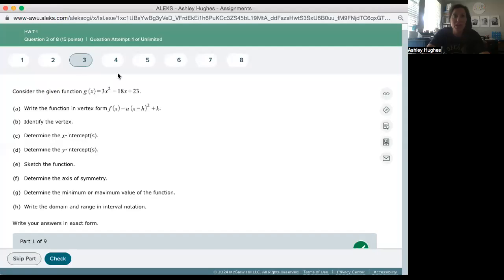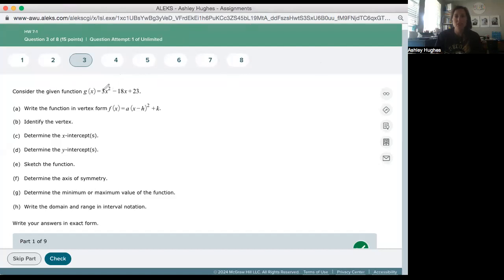Hey guys, I am going to share my screen and work out a problem from a homework question shared with me. It's homework 7-1, and it's on graphing parabolas or quadratic functions. And so that's when you have x squared. And so let's talk about one way of thinking about doing this.